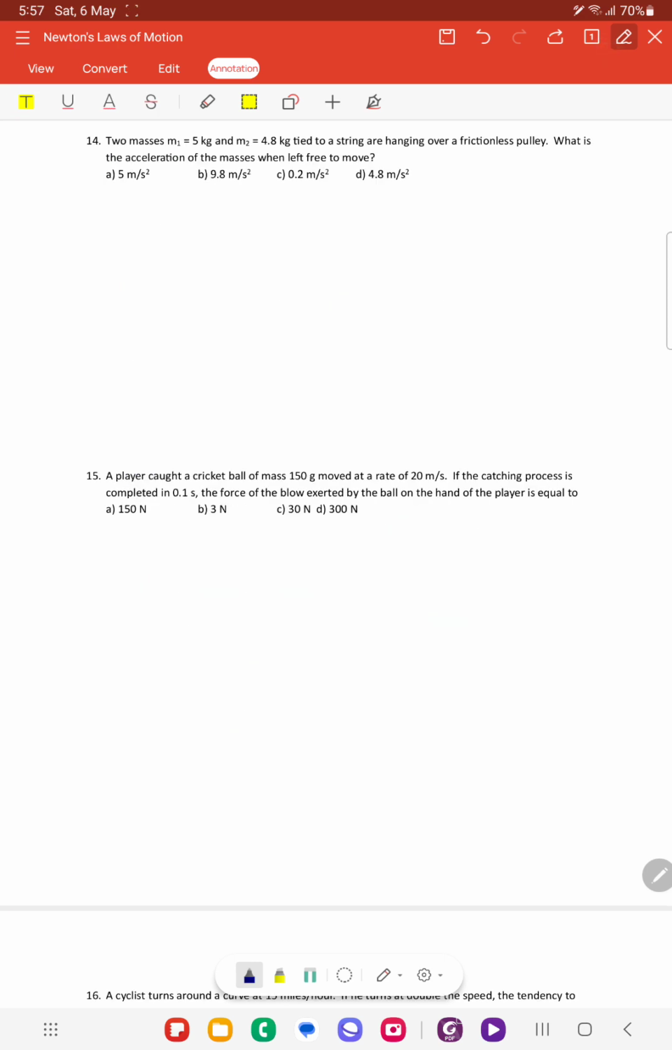Question number 14. Two masses m1 5 kg and m2 4.8 kg are tied by a string hanging over a frictionless pulley. So we have two masses. Let us consider the mass m1 and the mass m2. This is mass m2.